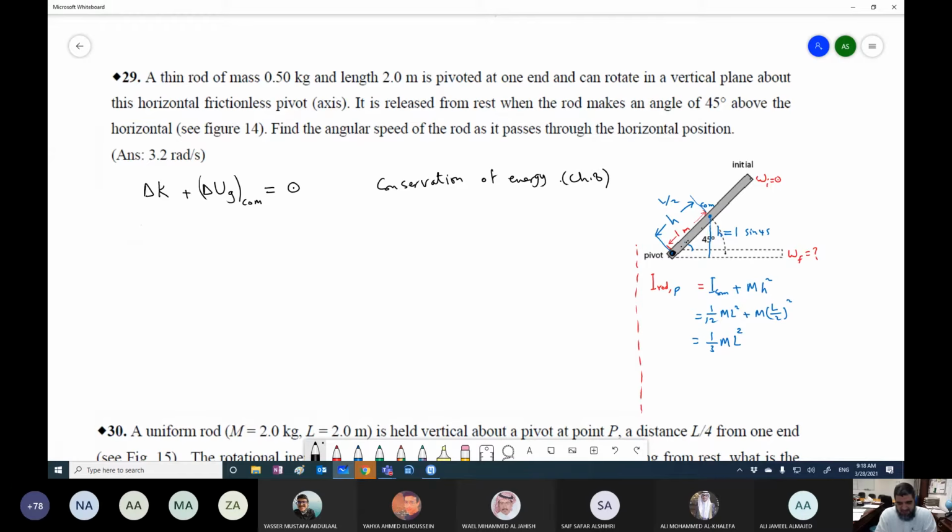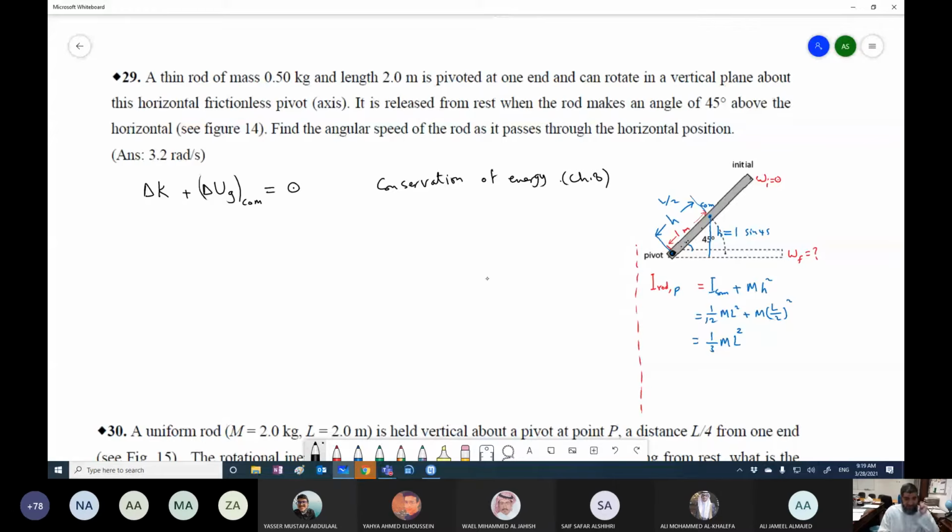For a solid body, you can describe the motion by considering the center of mass. Some parts moved small distances and some moved large distances, and the center of mass will take care of everything. So we write delta UG only for a single point, which is the center of mass. There is no spring, there is no friction, so delta K plus delta UG is equal to 0.